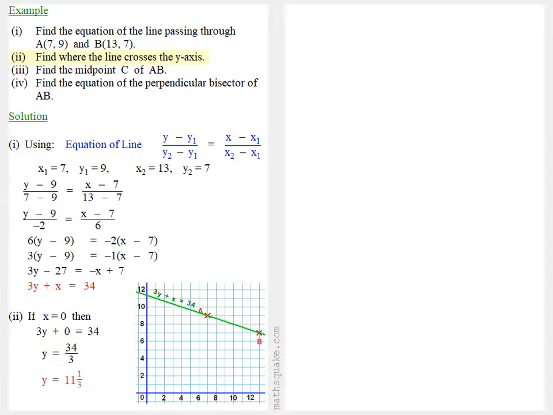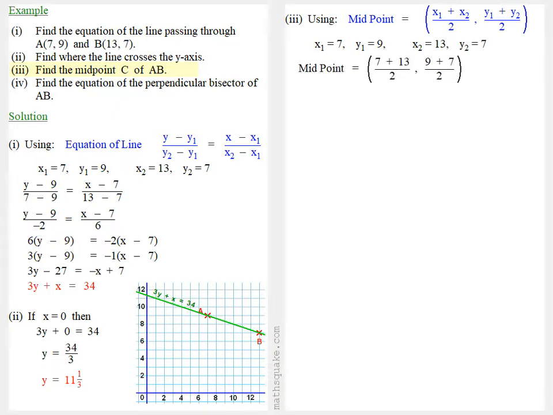Now in part 3, we're asked to find the midpoint C of AB. Well, we can use the midpoint formula, that is, (x1 plus x2) over 2, (y1 plus y2) over 2. And we've got x1 is 7, y1 is 9, x2 is 13, and y2 is 7. So the midpoint is (7 plus 13) over 2 and (9 plus 7) over 2, which is 20 over 2, 16 over 2, and so the midpoint is (10, 8). We can mark this point on our diagram.